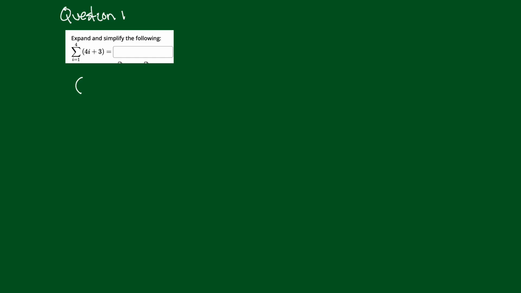Just replace all the i's with a 1. 4 times 1 plus 3 plus, right, the plus is coming from here that says sum. Increment i from 1 to 2: 4 times 2 plus 3, plus 4 times 3 plus 3, and then plus 4 times 4 plus 3. And this is where we stop. I stop at that 4 because the sum goes to 4. It starts at 1, ends at 4.